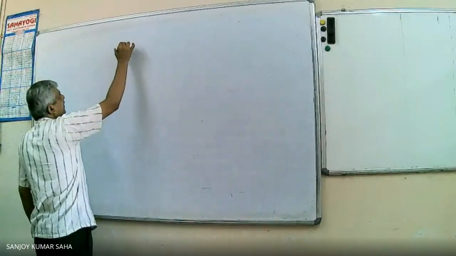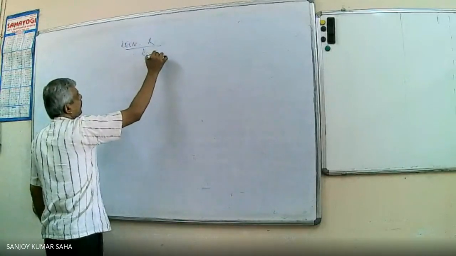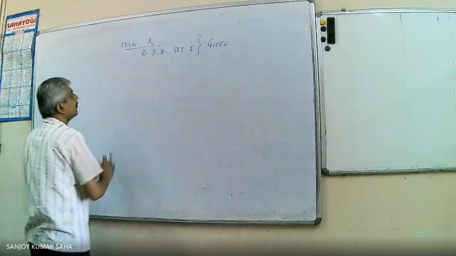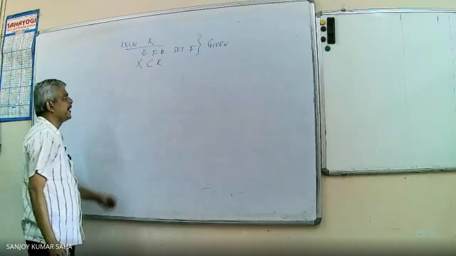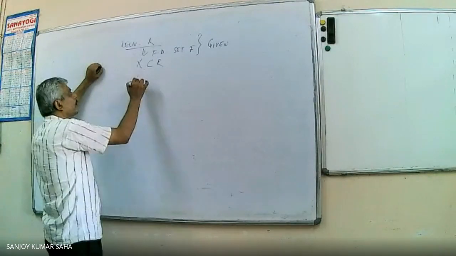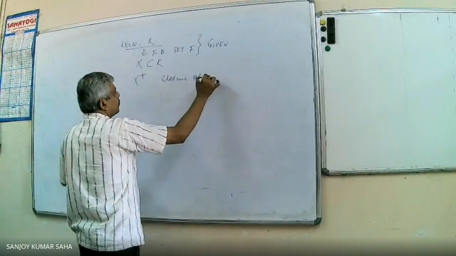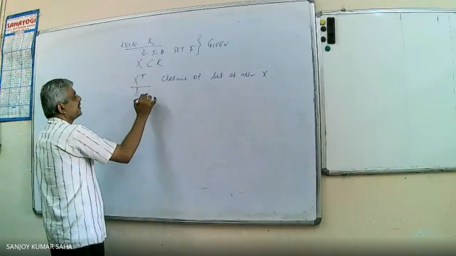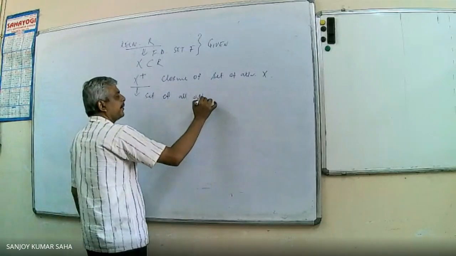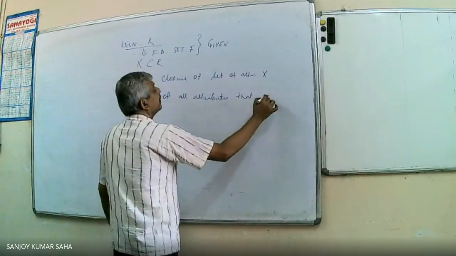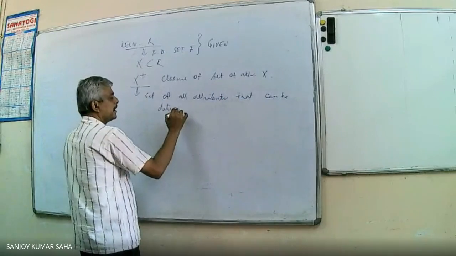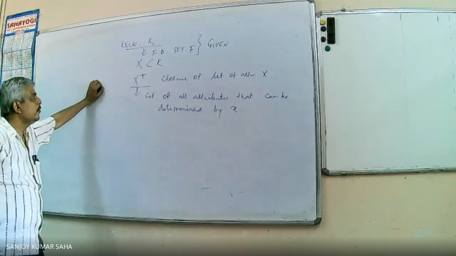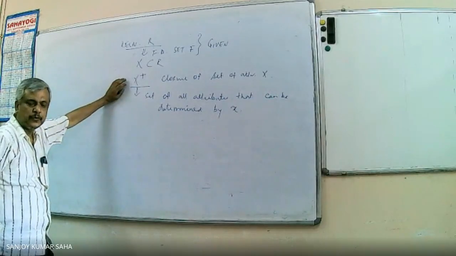Suppose on a relation R, the functional dependency set F is given. Say X is an attribute or subset of attributes from R. X plus is the closure of the set of attributes X. It means this is nothing but the set of all attributes that can be determined by X. So looking into the functional dependencies, we can find out the closure of an attribute or set of attributes. That is also possible.